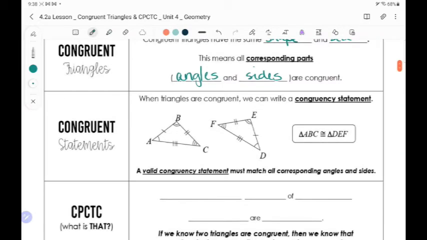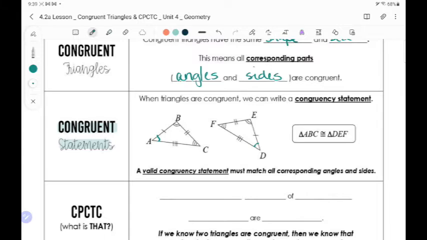There is a diagram here. If you look at this second part where it says congruent statements, you can look at this diagram to see what it means. If you're looking at two triangles, when triangles are congruent, we can write a congruency statement. It is very important that there's a few details you pay attention to. If we notice the marks in the angles, you see here there's a single line at angle A in the first triangle and a single line in angle D in the second triangle. That means that those are corresponding parts.